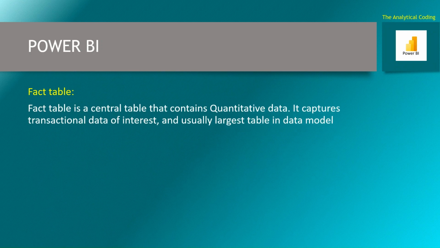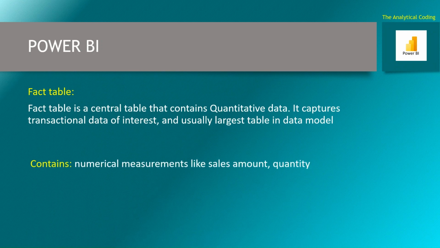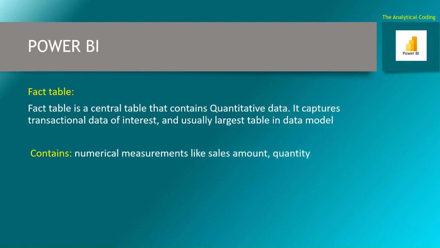Now, the fact table. A fact table is a central table that contains quantitative data, and it captures transactional data of interest. It is usually the largest table in the data model. A fact table contains numerical measurements like sales amount and quantity. We have seen this in the previous example, right? Quantity. So generally, a fact table contains numerical measurements, that is quantitative data, and it references the dimension tables.